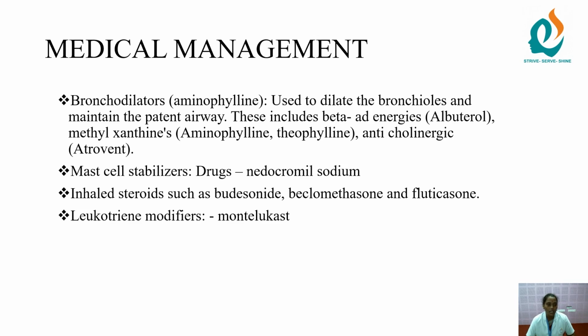Then bronchodilator, for example aminophylline. It's used to dilate the bronchioles and maintain a patent airway. That's why we use the bronchodilator, to maintain the normal airway pattern. This includes beta adrenergics, for example albuterol, and methylxanthines, then aminophylline and theophylline. Then anticholinergic, for example Atrovent. Then mast cell stabilizer drug, cromolyn sodium, then inhaled steroid, then leukotriene modifiers, that's montelukast. These are all the medical management for bronchial asthma.